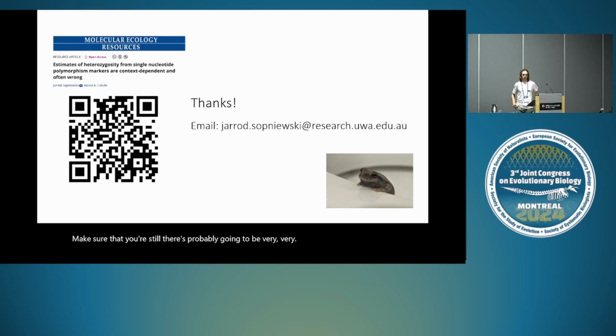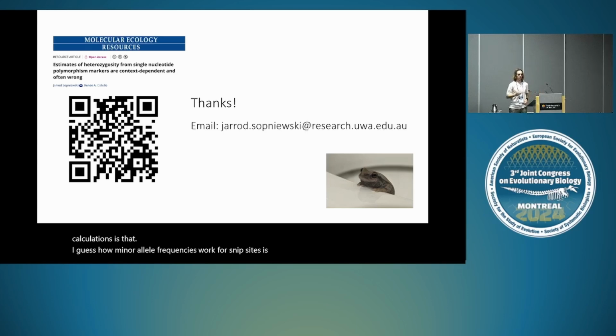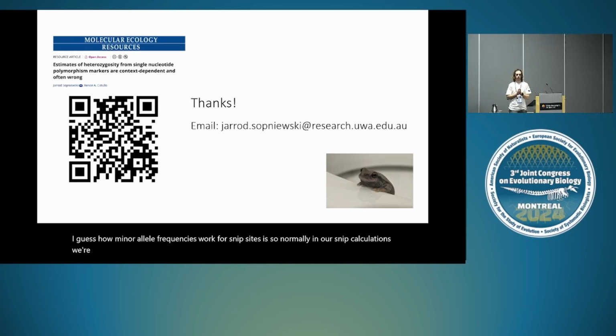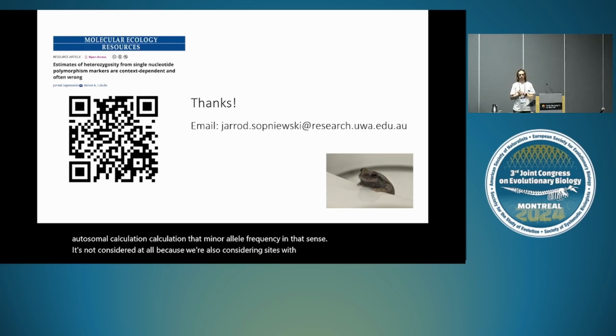Yeah. So I guess a fundamental difference between the autosomal and SNP heterozygosity calculations is how minor allele frequencies work for SNP sites. Normally in our SNP calculations we're reducing our data set to sites where there's variation observed. So for that autosomal calculation, minor allele frequency in that sense is not considered at all, because we're also considering sites with no variation at all.